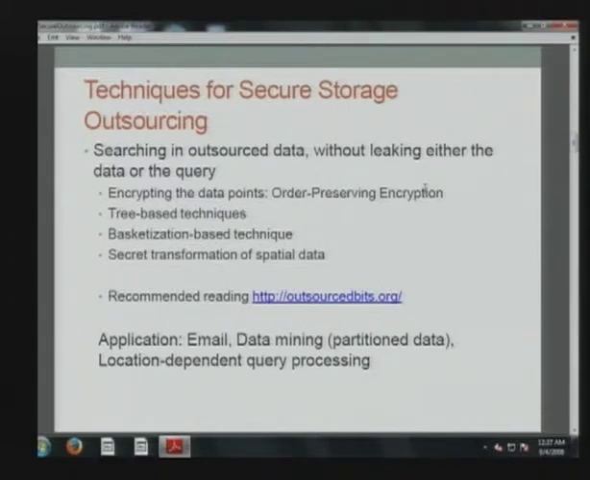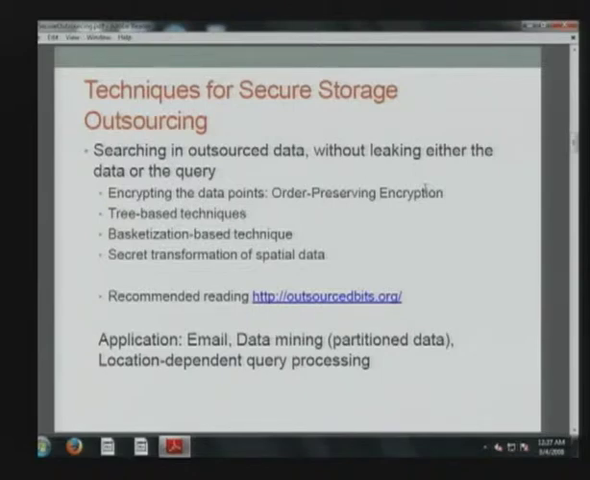Okay, as related work on secure storage outsourcing, I recommend reading a blog called Outsourced Bits. There are articles on the blog that introduce the current context of secure storage, how to search after encrypting, and things like that. For secure storage outsourcing, there are many applications such as emails.